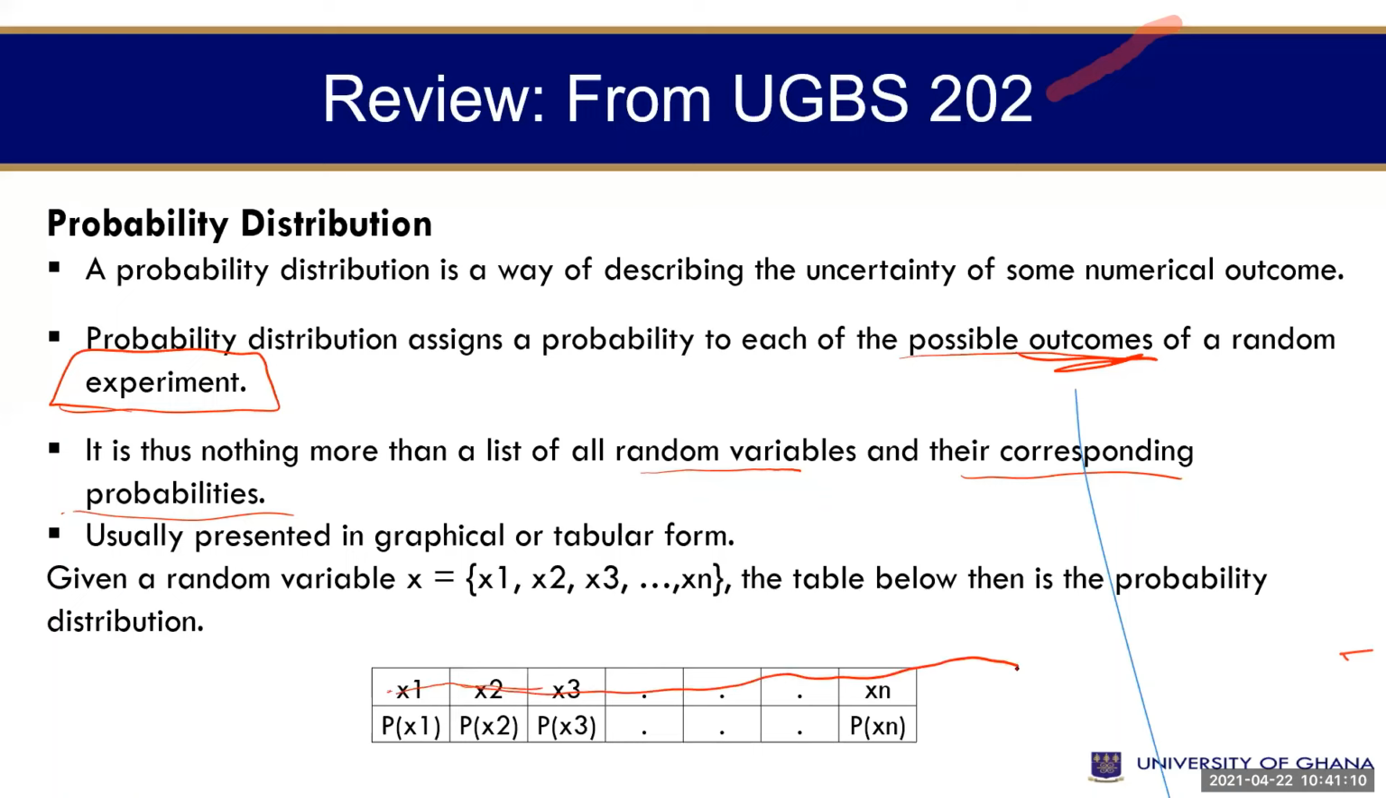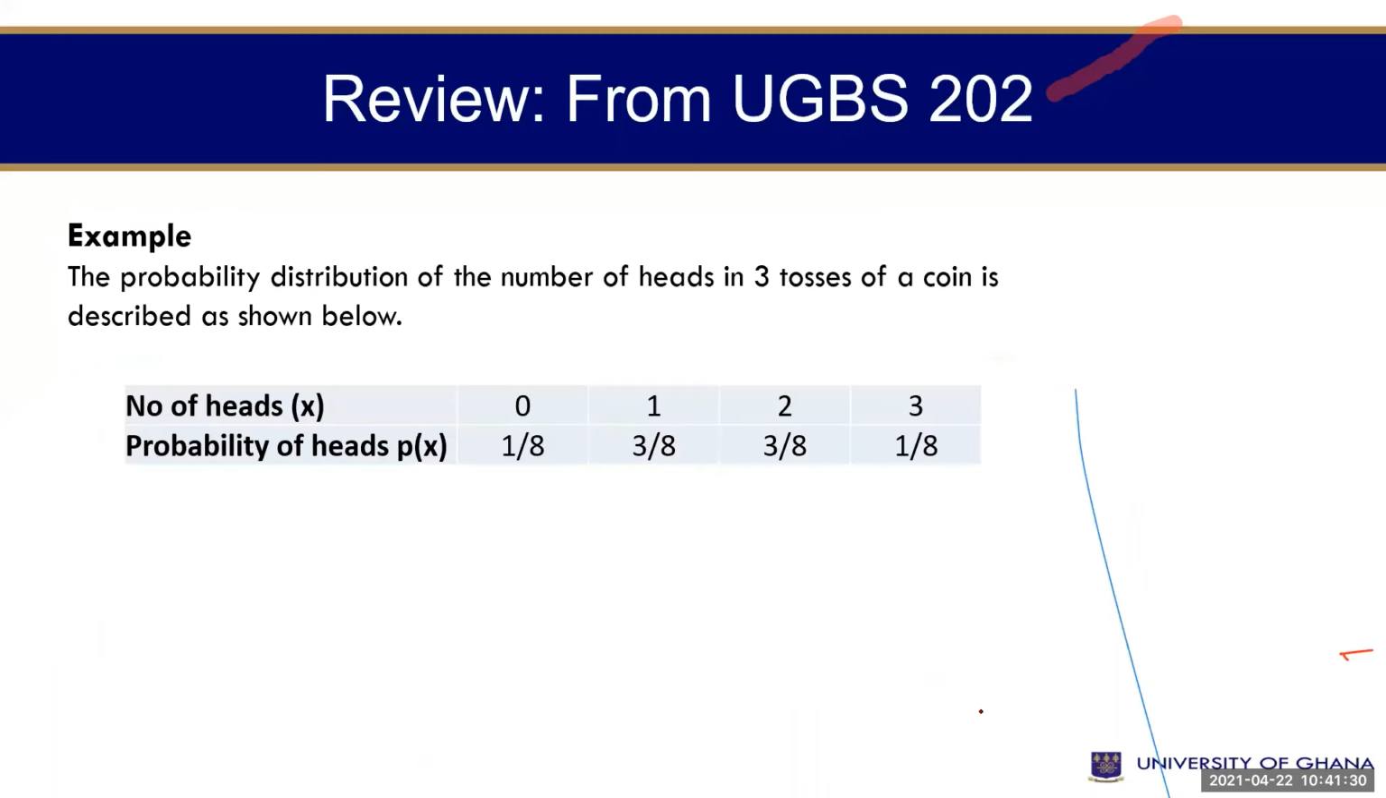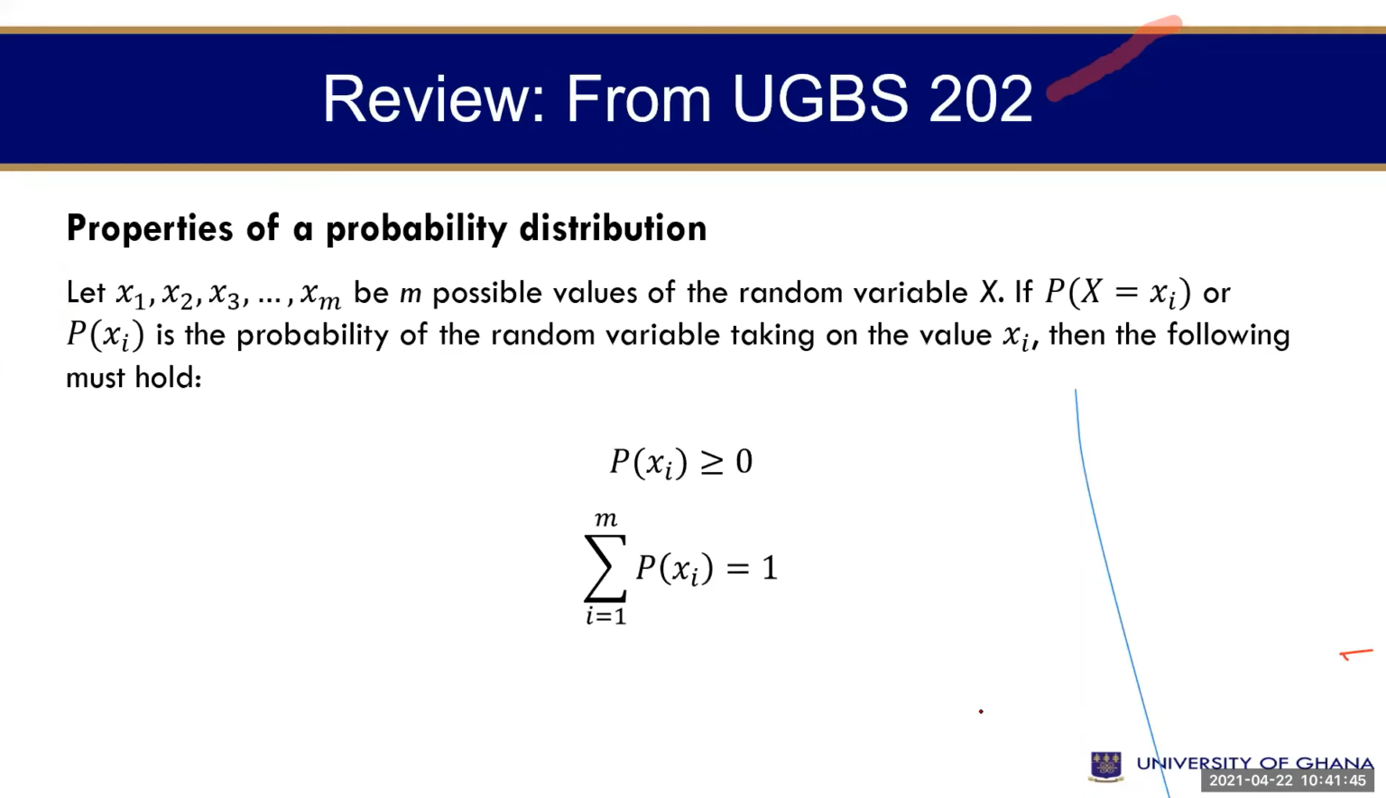Then we can find the probability that we have one head, which is described here. The probability that it is two heads, the probability that we'll have three heads, and so on and so forth. So based on the random variable, we should be able to compute the corresponding probability. For instance, as we have here, the probability distribution of the number of heads in three tosses of a coin is described below. Okay, so we can look at it as an example.